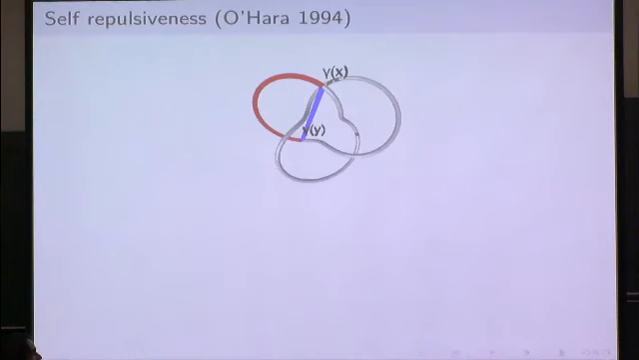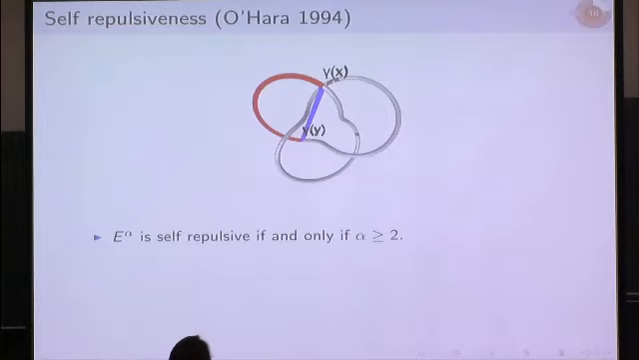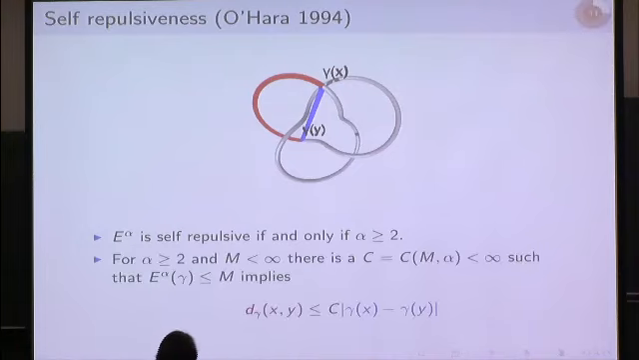Then let's talk about whether these energies are doing what I promised you. What we first have to show is that they actually punish self-intersections, or that they are infinite whenever we have a self-intersection. That's true, and was proved by O'Hara, if we assume that alpha is larger or equal to 2. Otherwise, these energies are not really good for our purpose. And we want to do some analysis afterwards, so it's good that we have a quantitative statement of that, which is much stronger than just preventing self-intersection.